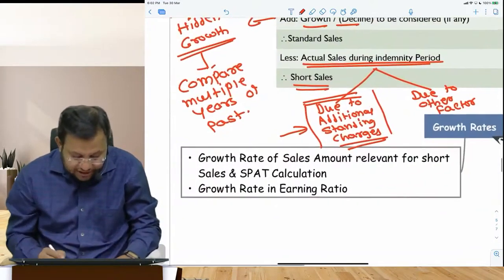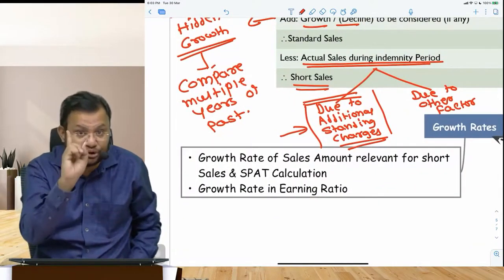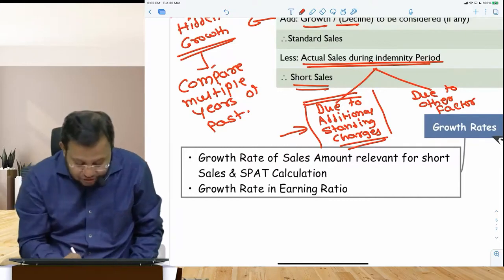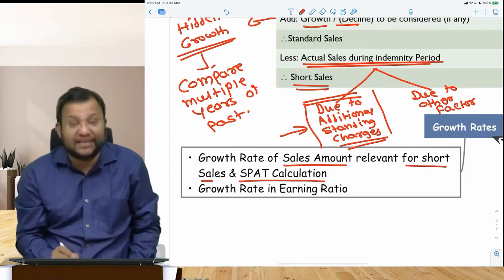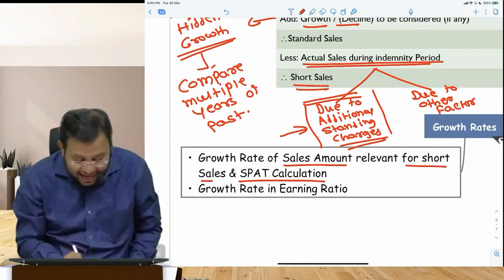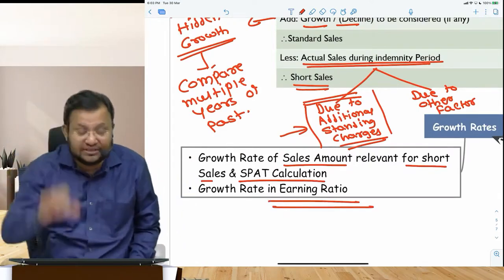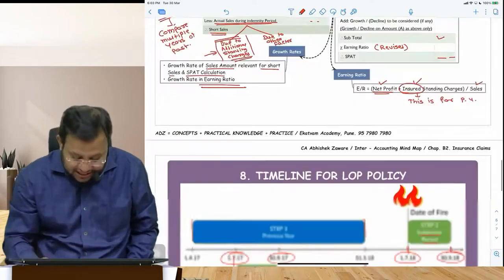You should be knowing the growth rate. There are 2 growth rates which you should watch very carefully. Growth rate in sales amount, which is relevant for short sales and SPAT calculation, that is sales amount ka growth rate, and growth rate in earning ratio. They are totally different. Hindustan and Pakistan.